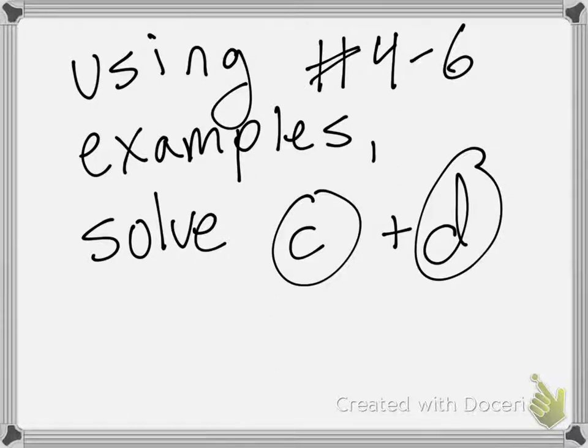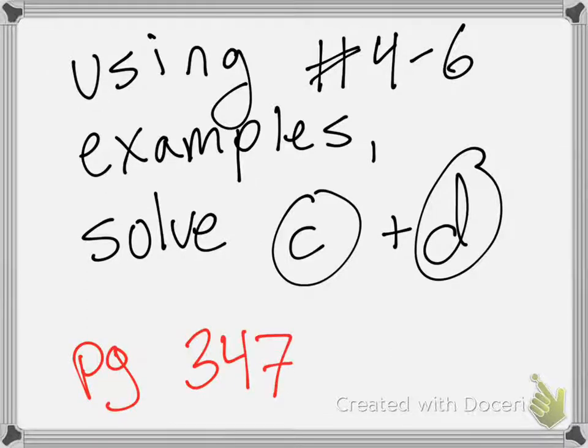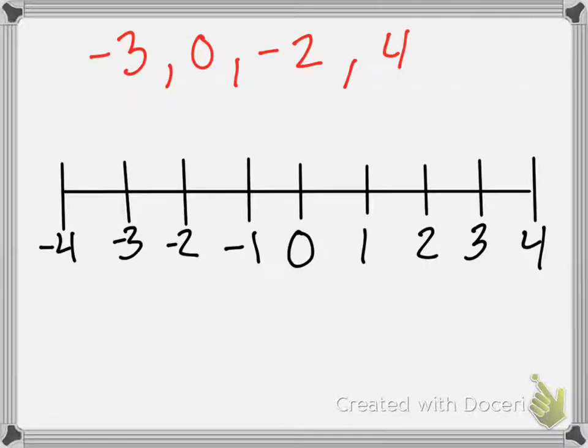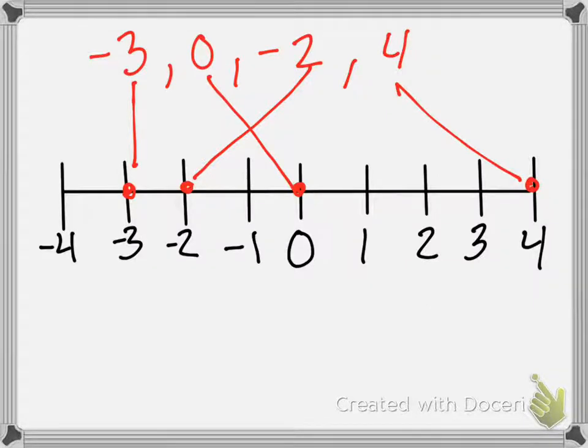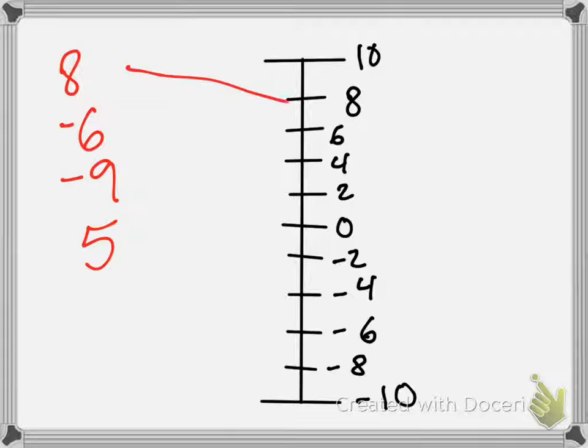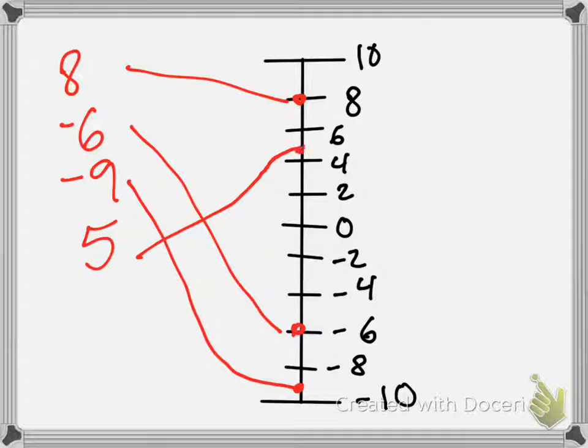Now, using examples 4 through 6 on page 347, I want you to solve C and D. So, negative 3, that just goes right there. 0, there. Negative 2, 4. Pretty easy, right? This one, 8, it goes here. Negative 6, it goes here. Negative 9, it goes right here. And 5, it goes right there.